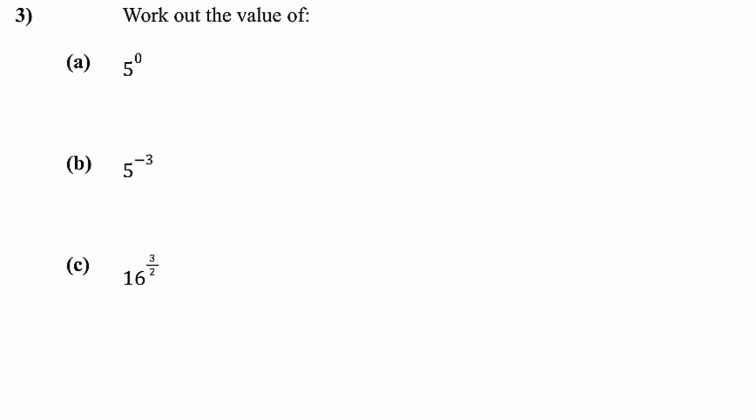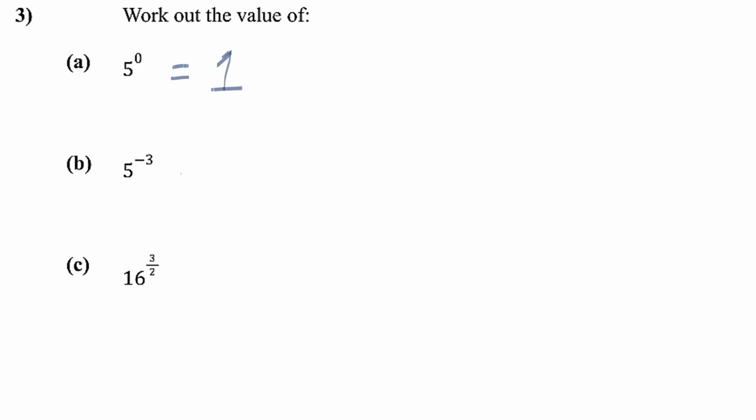Now see the next one. Work out the values of the following. Now over here you have to find the values for each question. So the first one says 5 to the power 0. So we know the rule, the power of 0 rule. What it says is, if any number or any variable is having a power 0, your answer will always be 1. So my answer will be 1.